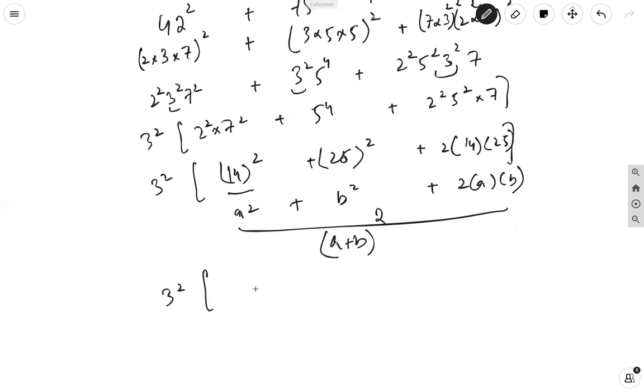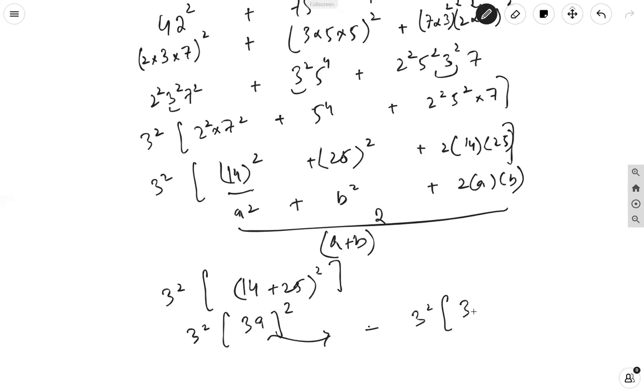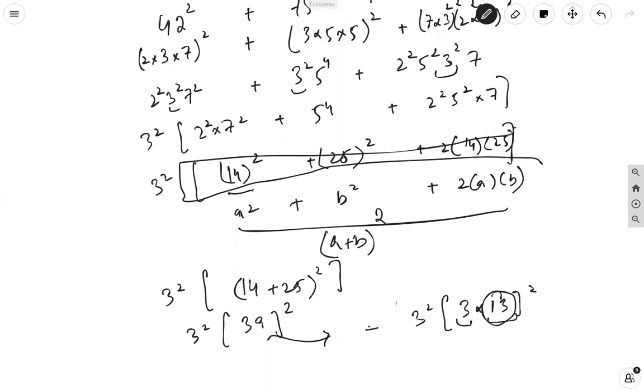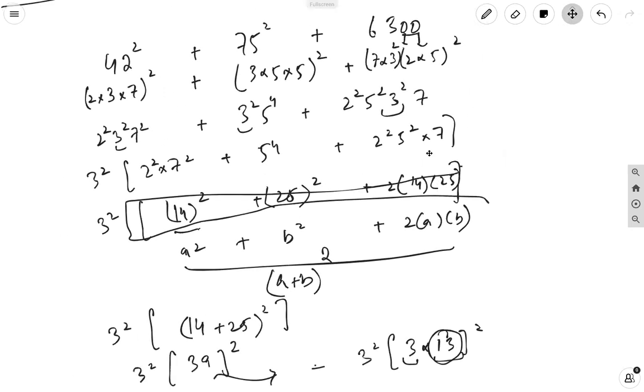Okay, we have 3 square into 14 plus 25 square now, right? This is 3 square and this is 39 square, which will be 3 square into 3 into 13 square, right? Now we have only two prime factors: one is 13 and one is 3. So the greatest one will be 13. This is a very good question because it has certain properties, one about algebraic identities and the other about prime factors. So we have to simplify it till the end.